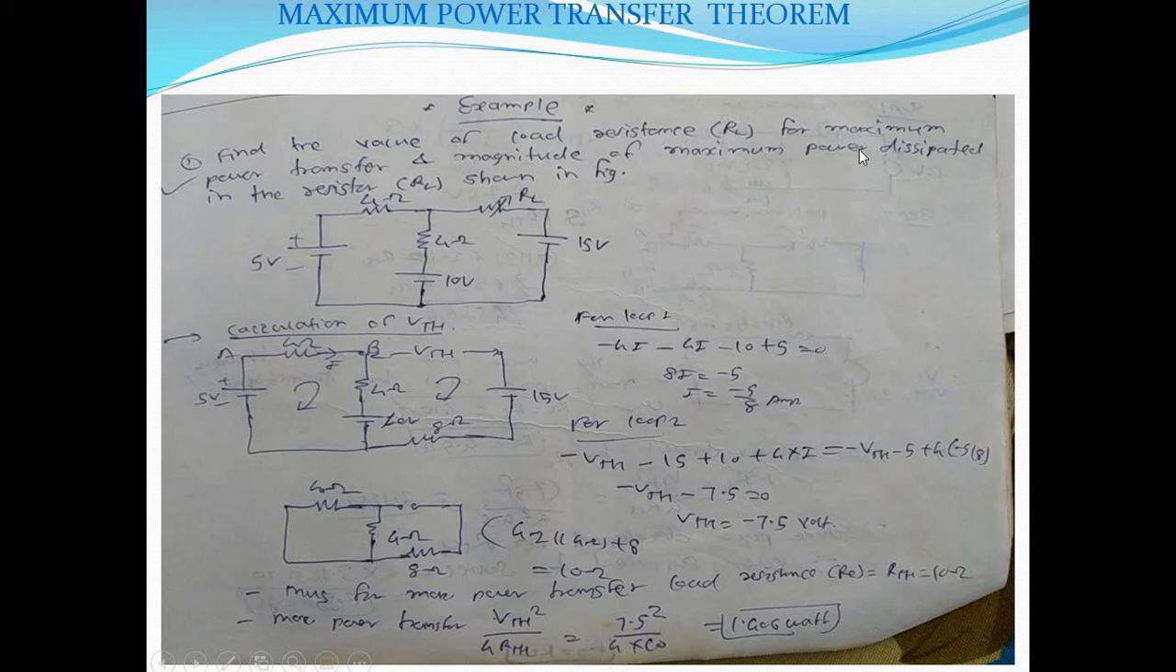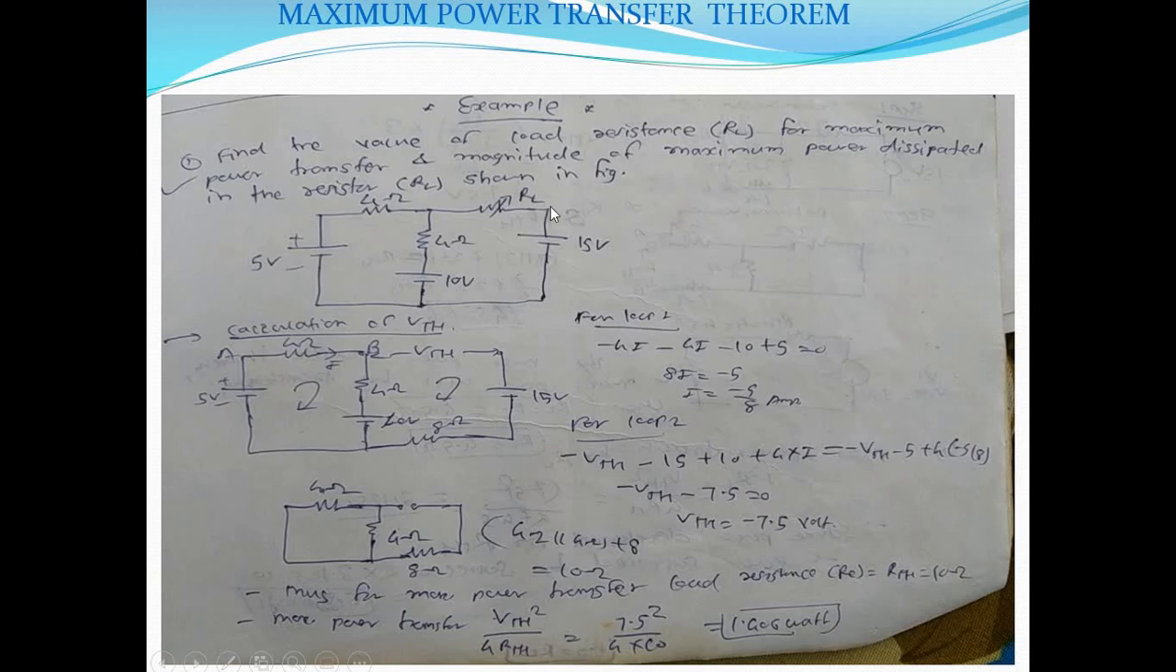Find the value of load resistance for the maximum power transfer theorem. For the maximum power transfer theorem, RTH should be equal to RL. So the value of load resistance to transfer the maximum power is RL equals RTH. What is the RTH? 10 ohm. So maximum power in this circuit will be transferred when RL is equal to 10 ohm.